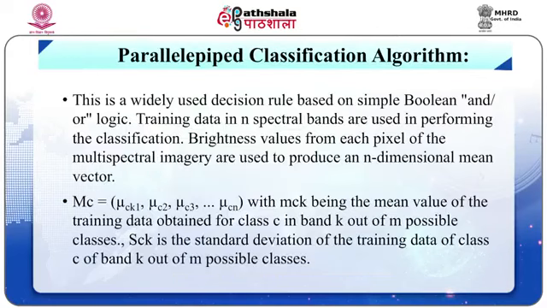Now we will discuss the parallelepiped classification algorithm. This is a widely used decision rule based on simple Boolean and/or logic. Training data in n spectral bands are used in performing the classification. Brightness values from each pixel of the multispectral imagery are used to produce an n-dimensional mean vector, Mc equals mu c1, mu c2, mu c3 up to mu cn, with mu ck being the mean value of the training data obtained for class c in band k out of m possible classes. Sck is the standard deviation of the training data of class c and band k out of m possible classes.